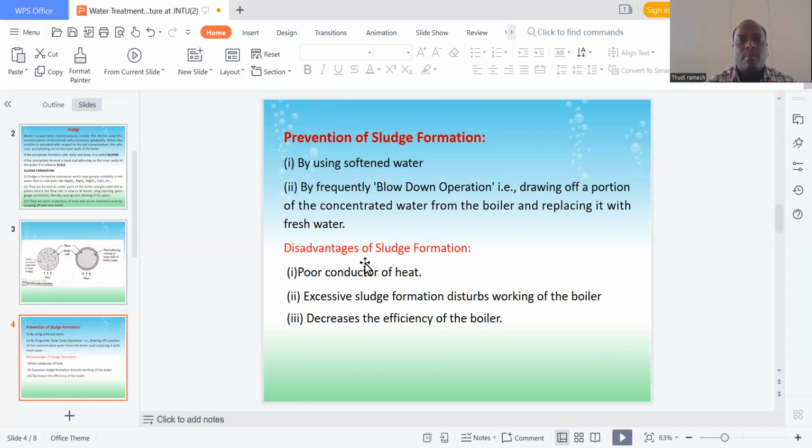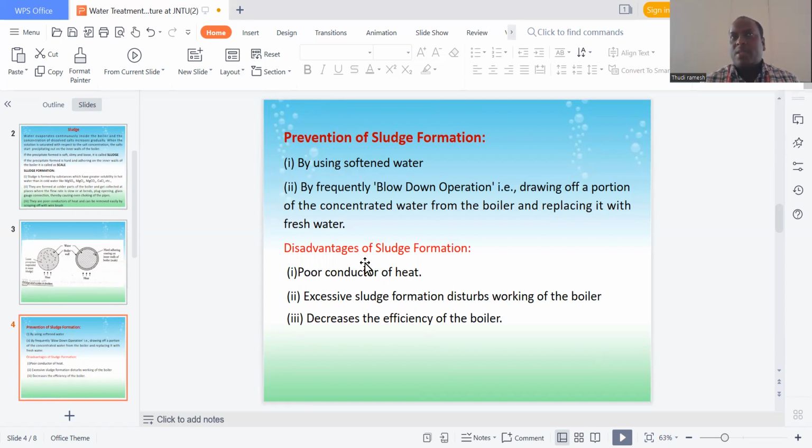And the second method is by frequent blowdown operation. So what is this frequent blowdown operation? Drawing out a portion of the concentrated water from the boiler and adding new, fresh water. Like this, by blowdown operation, we can remove these sludge particles which are formed inside the boiler material.